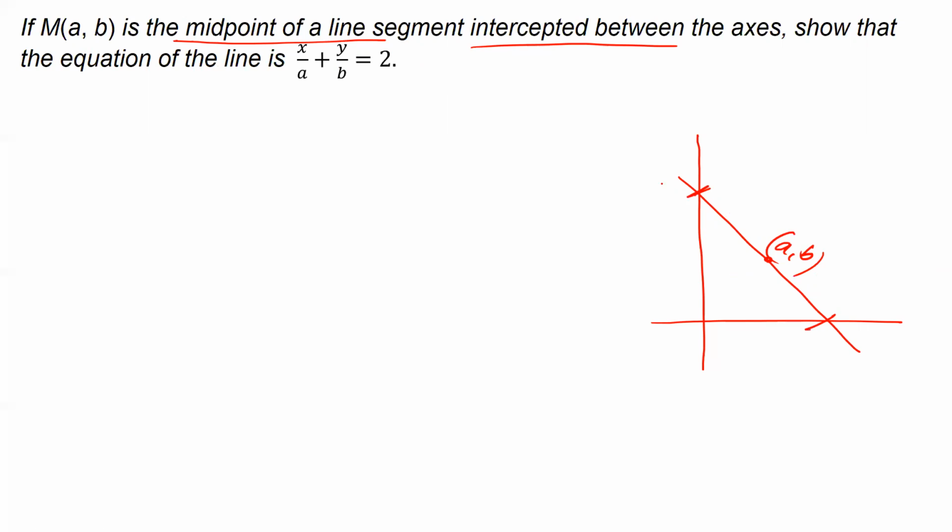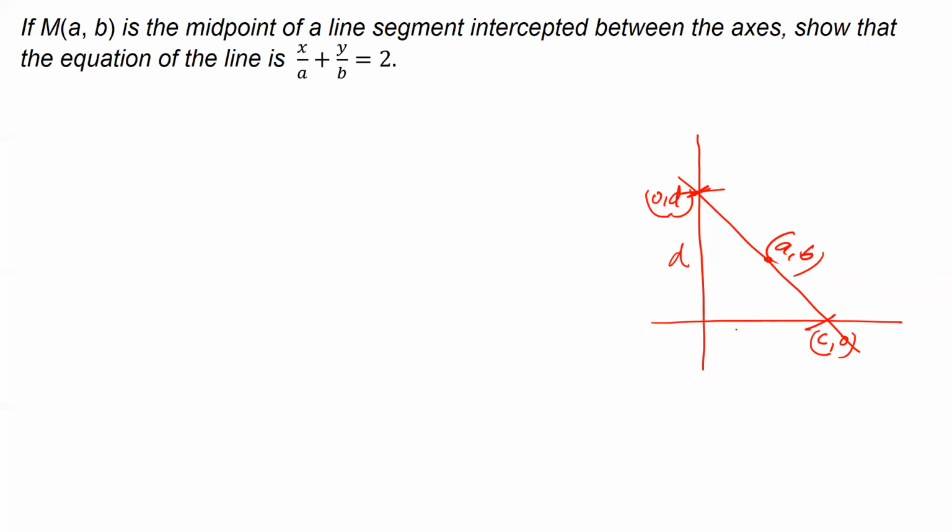So that means we have to prove that this particular line will have the equation x by a plus y by b is equal to 2. This is the equation of the line. So assume that our x-intercept is c units and y-intercept is d units. We cannot use a and b because they are already used in the question. So we have to define our own variables. So if you assume that this x-intercept is c units, then this point becomes (c, 0). And if you assume that this intercept is d units, then this point becomes (0, d).